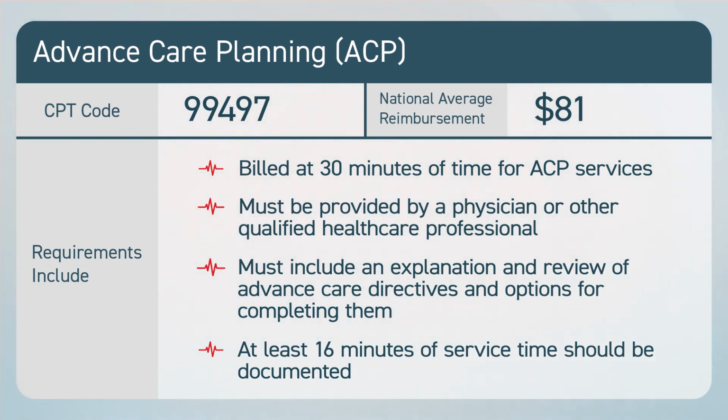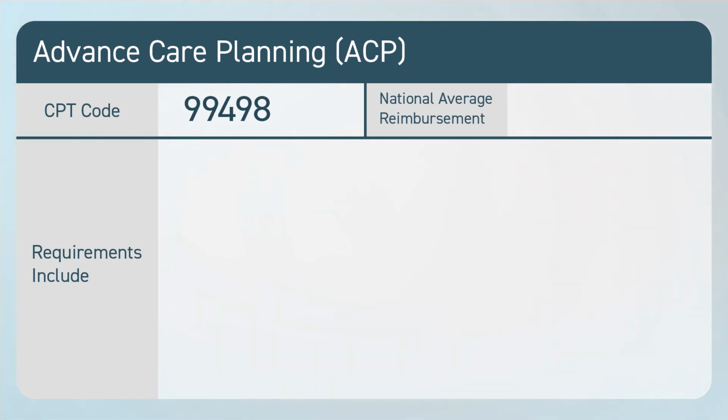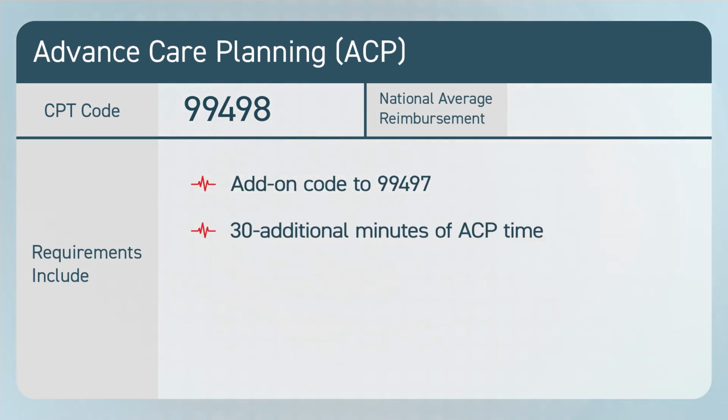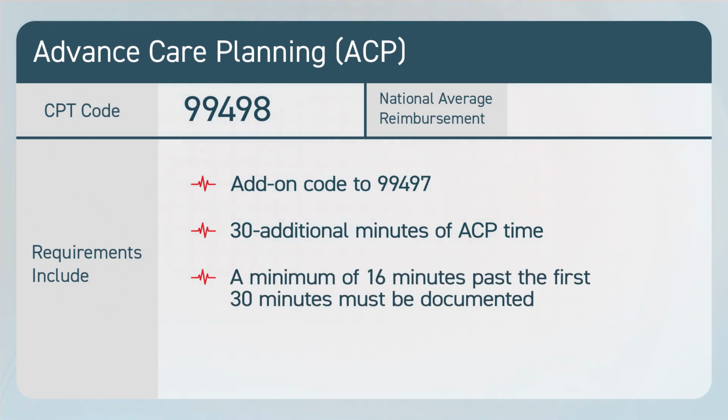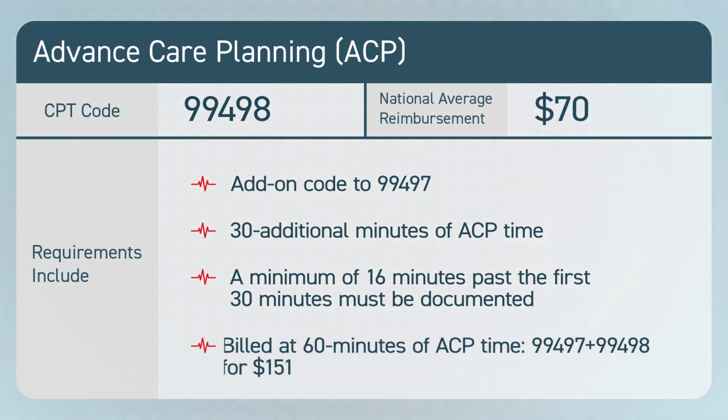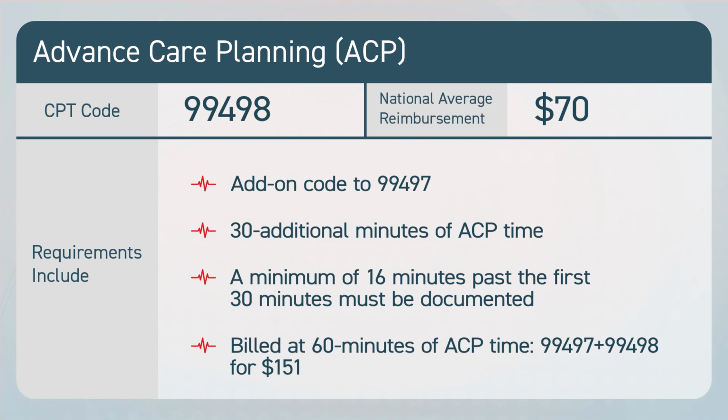There's also an add-on code for advanced care planning, 99498. It is for an additional 30 minutes of ACP services. A minimum of 16 minutes past the first 30 minutes must be documented as well. It has a national average reimbursement of $70 for a total of $151 for the two codes.